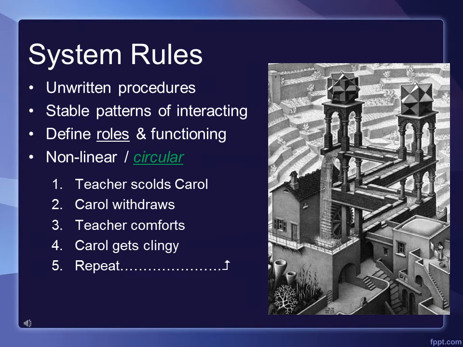So here's an example taken from a classroom. Suppose the teacher scolds Carol for being clingy and needy. And so Carol withdraws. She's upset and sad. But over time, the teacher tries to go back and pull her back in, reaches out, goes over, comforts her. And Carol comes back into the group, but then slowly over time starts getting needy again, clingy. And then eventually the teacher gets tired of that and scolds Carol for being clingy. So Carol withdraws. So it's a cycle that just repeats itself.